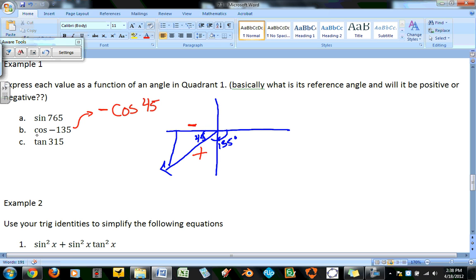This is telling me that if I want to know the cosine of negative 135, it's going to be the same thing as negative cosine of 45 degrees. A lot of times dealing with angles in this first quadrant is so much easier for us. So if we learn how to write it this way, we help keep our negatives intact.